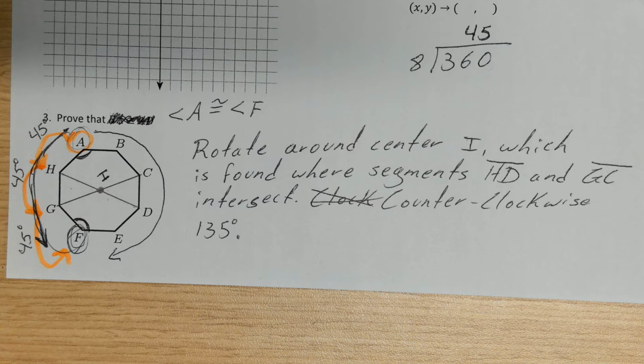Okay, so rotate around center I. Well, how did you find I? I is found where segments HD and segments GC intersect. So I drew the segments. You can even tell me, oh, draw the segments HD and GC, and where they intersect, where they meet, that's where you get your center. Okay, and we're rotating counterclockwise 135 degrees, and that's it. That will take angle A on top of angle F.